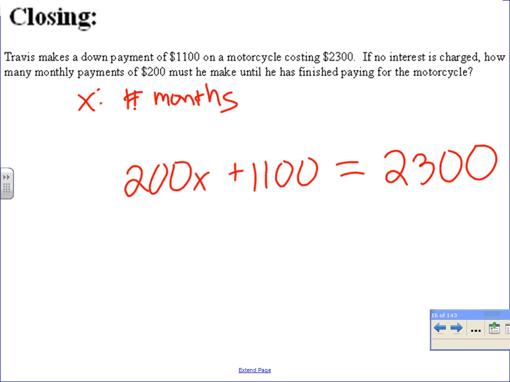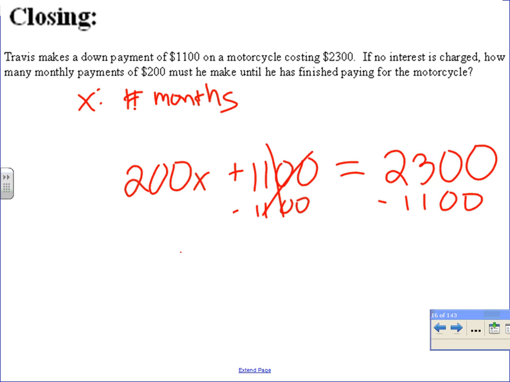This is one way to write the equation. I prefer that you write it this way because when we get to graphing, this is how we'll set up equations. The 200x plus the down payment he already made equals the total. When we go to solve this, hold on a second, Annalise. How do we get the 1,100 to the other side? So when we go to solve this, Charles, how do we get that to the other side?